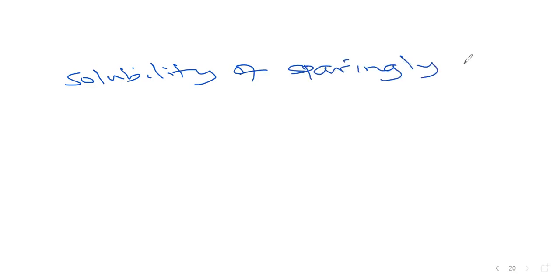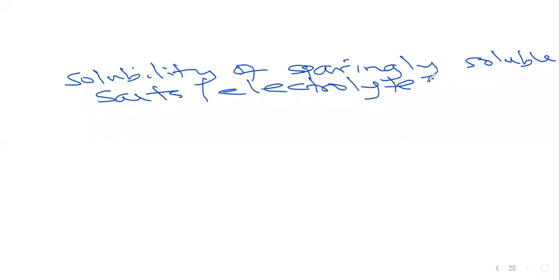So this introduces me. We are now coming to solubility of sparingly soluble salts. You can call them electrolytes. In our previous discussions, we have been looking at solubility of soluble salts, salts that are completely soluble in water. Now we are looking at solubility of sparingly soluble salts.